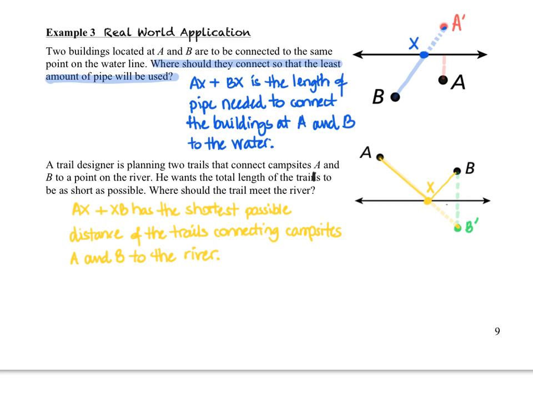So we started out by reflecting the shortest distance, which happens to be from point B or campsite B, to the river. And then we drew the segment from point A to point B prime, the reflection or the image of the preimage of point B. And then that intersection with the river and segment AB prime is where we're going to locate the connecting point of the two trails at the river line.